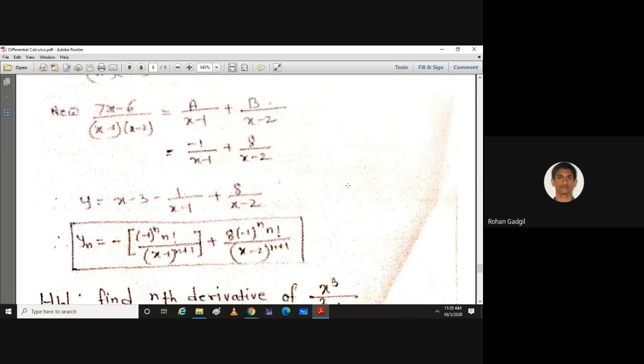Y1 separately, Y2 separately, and then Yn. And that yn is true for n greater than or equal to 3. Okay? Very good.